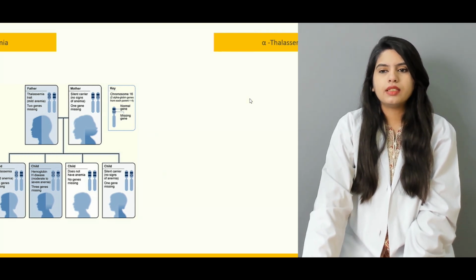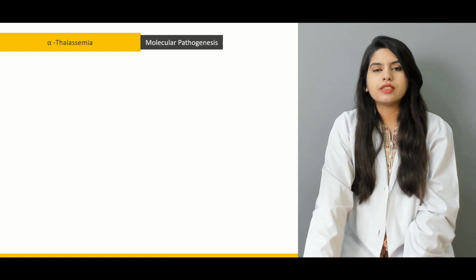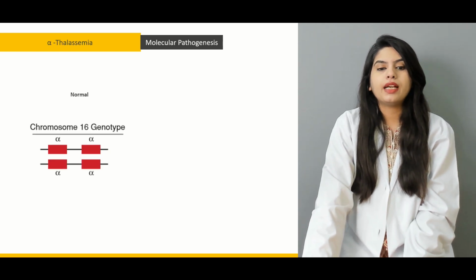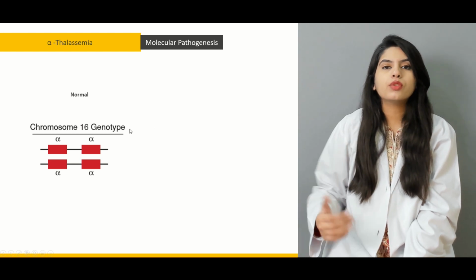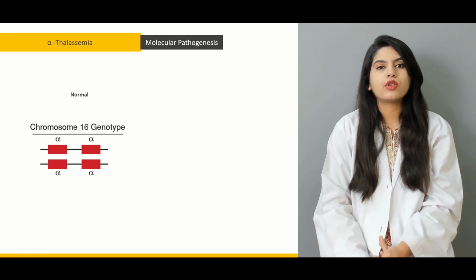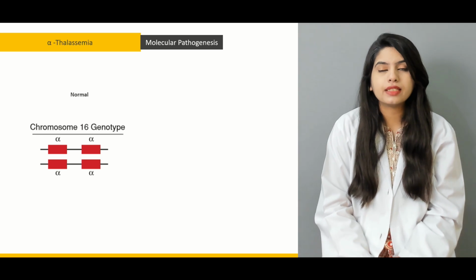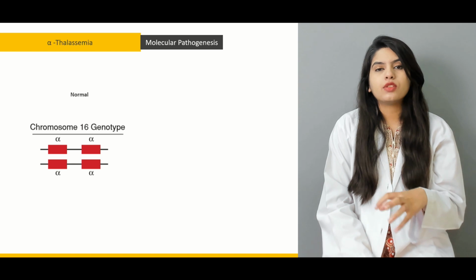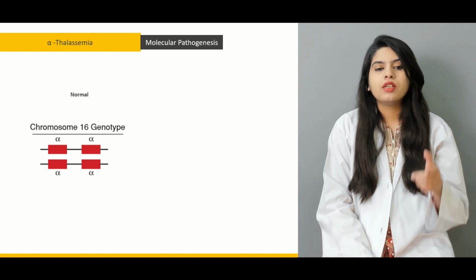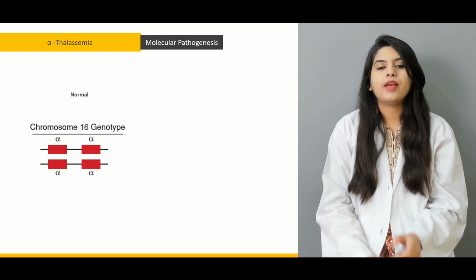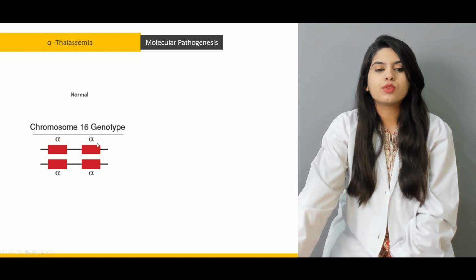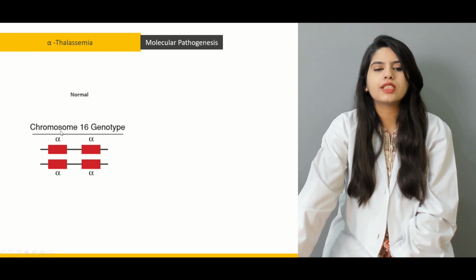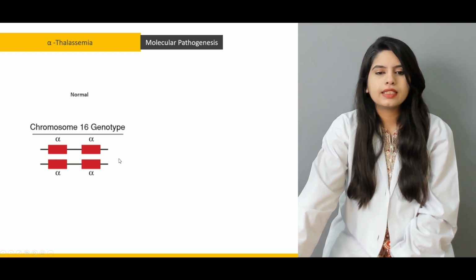So let's talk about the molecular pathogenesis of alpha thalassemia. Now, in normal cases, you know that chromosome 16 is responsible for this defect, because the genes for the alpha chain are present on chromosome 16. In the normal case, on the 2 chromosomes there are 4 genes, and all 4 genes are present.